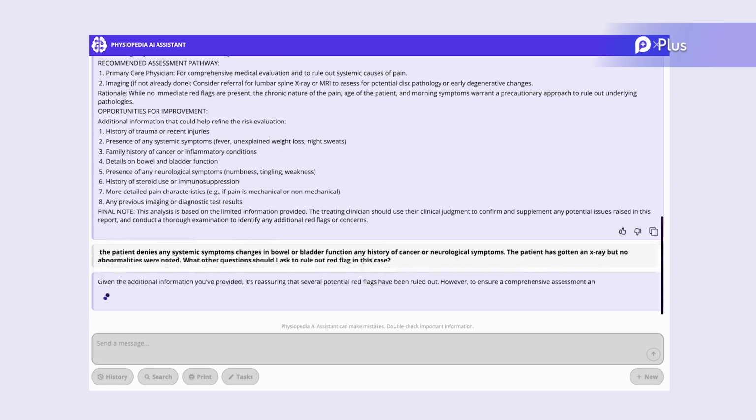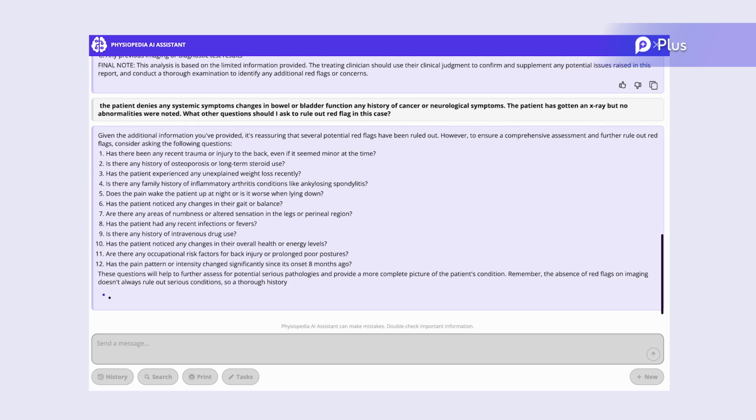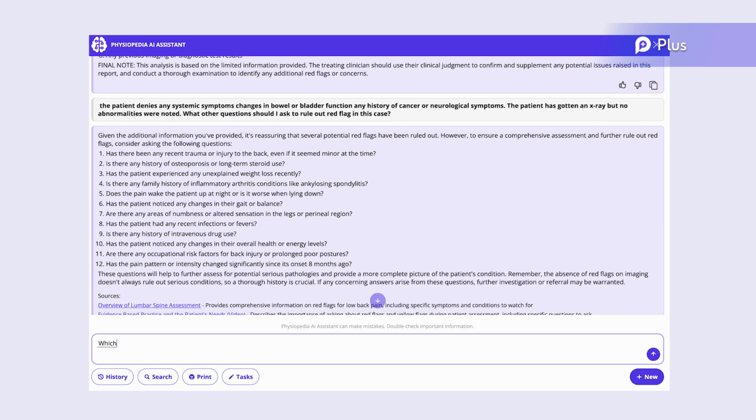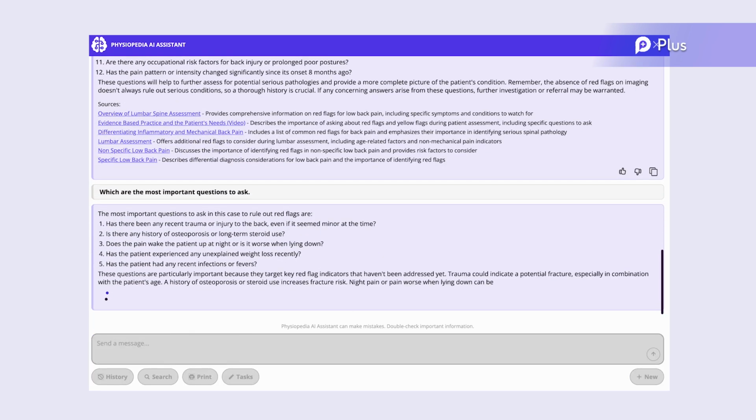PAI then gives us some questions that we could ask our patient. And of course, we can continue the conversation. For example, I could ask, which are the most important questions to ask? PAI is able to narrow down the list of questions and also gives its rationale for why it chose those questions.